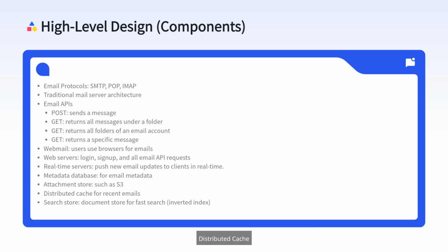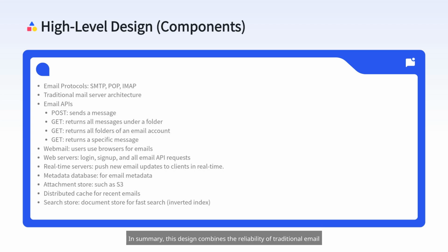Distributed cache. To reduce latency for common operations, like loading the most recent 50 emails in a folder, we introduce a distributed cache, e.g., Redis or Memcached. This cache is optimized using an LRU, least recently used strategy. Search store. For efficient searching of emails, we use a search engine like Elasticsearch or Solr, which builds inverted indexes of all email content and metadata. This supports fast queries on subject lines, senders, keywords, and even full-text body searches.